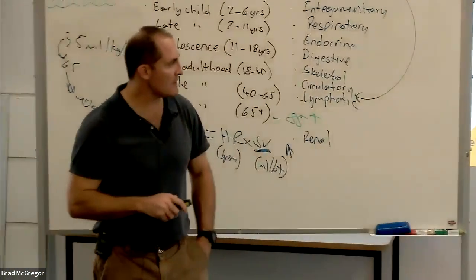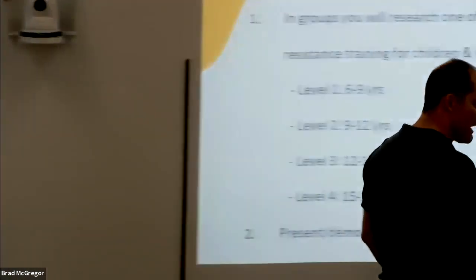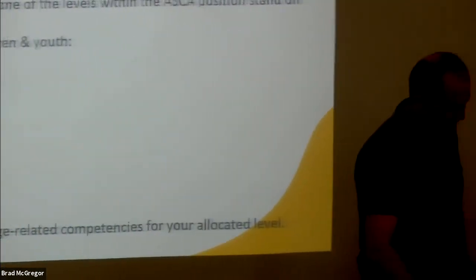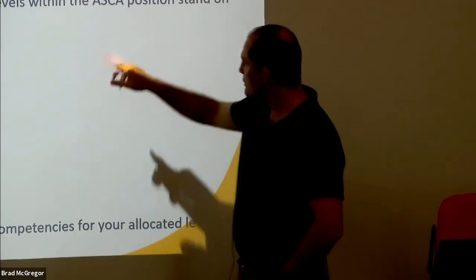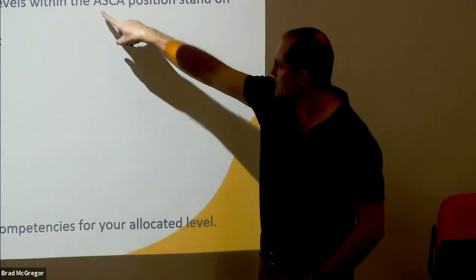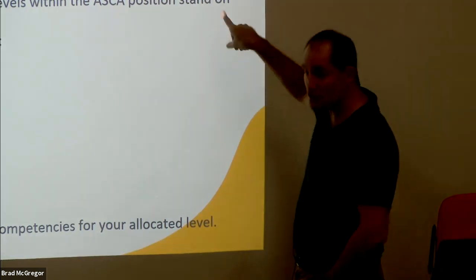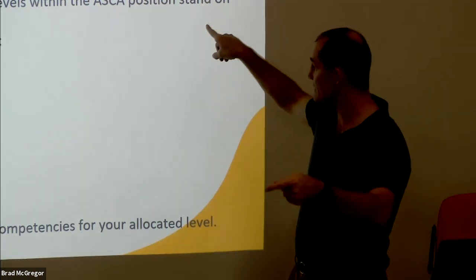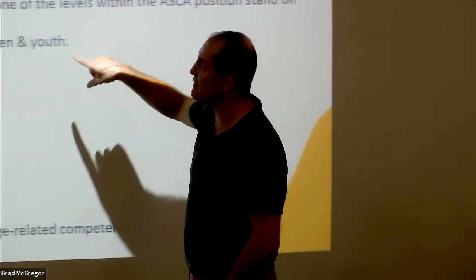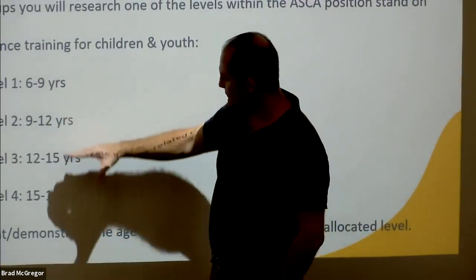All right, I am going to get you to do some research around this. So let's look at the task and then I'll give you some more info. Research the levels within the Australian Strength and Conditioning Association position stand, which is on Study Desk, on resistance training for child and youth. And we've got 4 levels here.